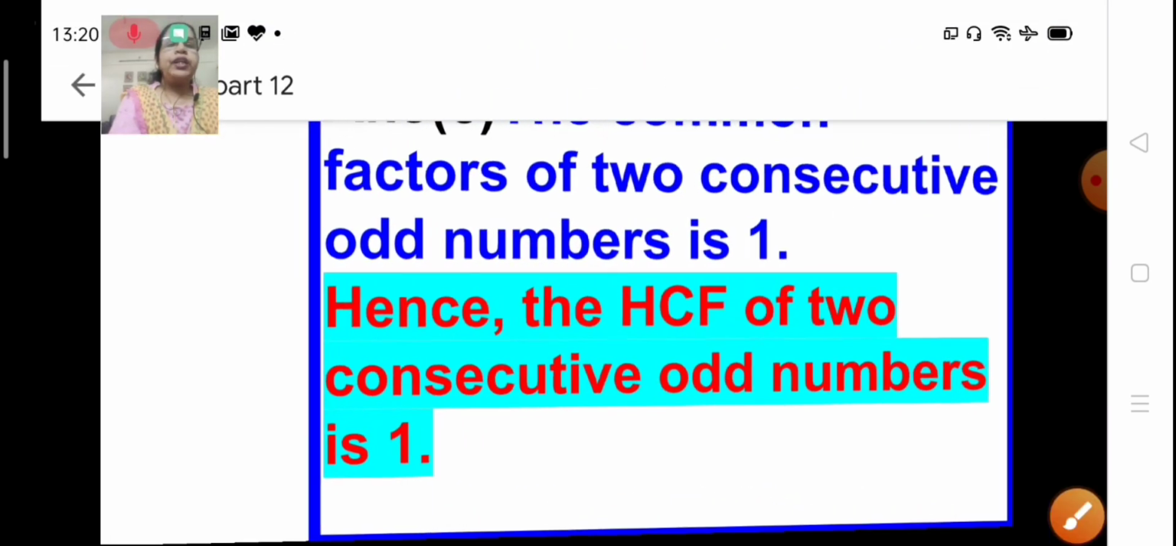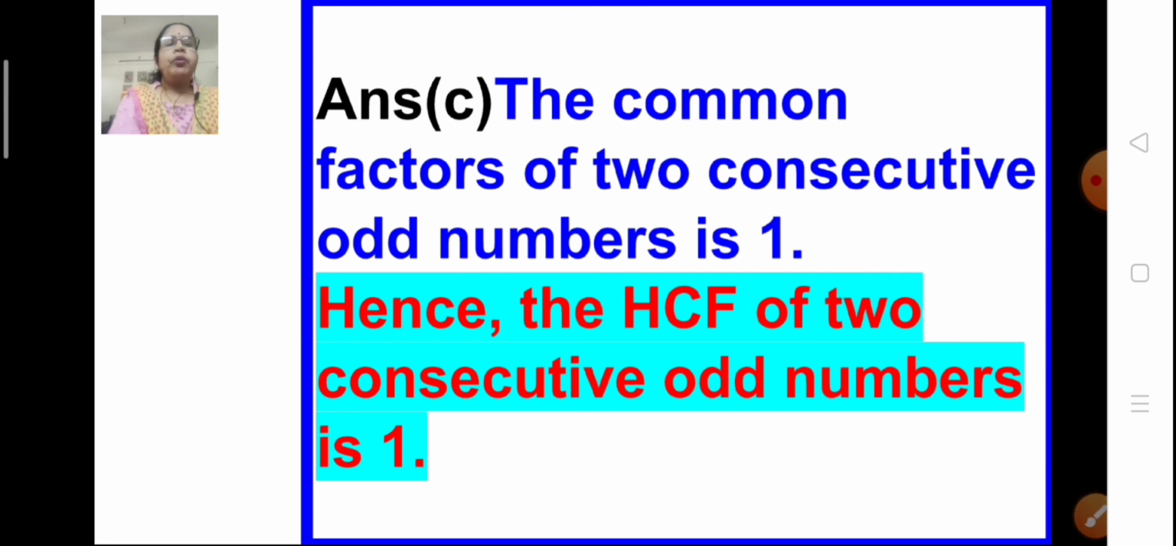Now let's move on to the next one. See the common factors of 2 consecutive odd numbers. 2 consecutive odd numbers like 3 and 5, 7 and 9, 9 and 11, 11 and 13. We can see that the common factor of 2 consecutive odd numbers, let's take for example 5 and 7, will be 1. So their HCF will also be 1. So the HCF of 2 consecutive odd numbers will be 1.